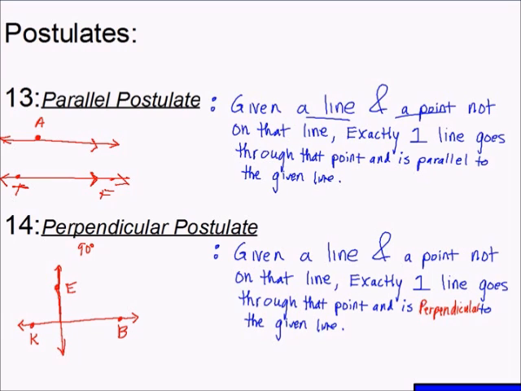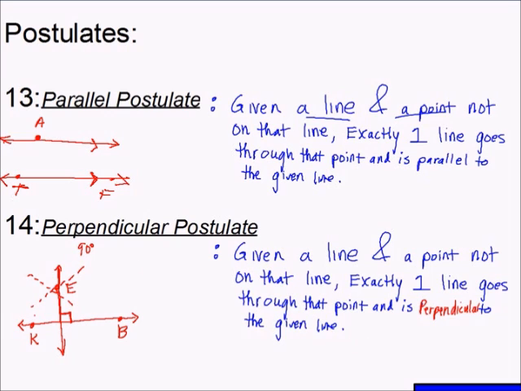So that means meeting at a right angle. There's only one line that can do that. There are other lines that can go through point E, but they won't meet at a 90 degree angle.